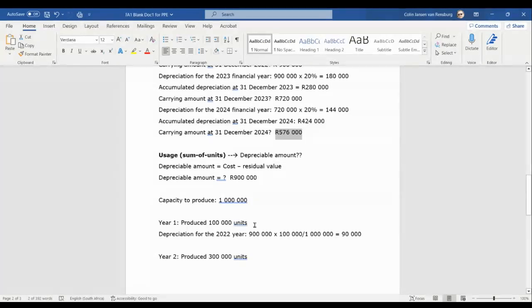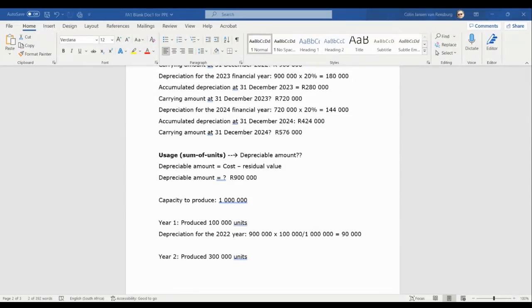Now, let's say in the first year we used that machine to produce 100,000 units. What percentage of its total capacity have we exhausted? What percentage of its capacity have we used up in the first year? If you can type for us there, please. I'm happy to see that most of you are still interested in this method, and not many have left. Thank you very much.